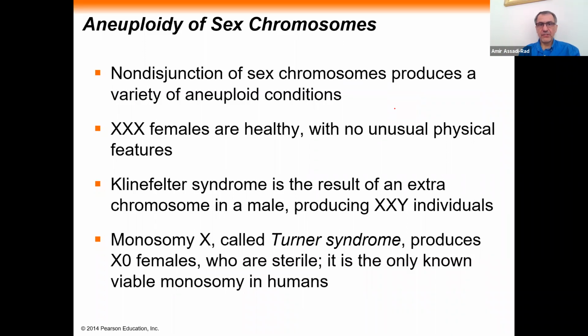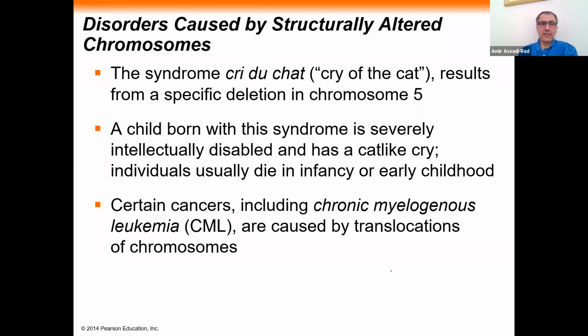Okay, sex chromosome nondisjunctions produce the triple X females, who are healthy with no unusual physical features. Klinefelter syndrome is double X with Y, in male individuals, and monosomy of X is called Turner syndrome. It's X0, so it's usually a female that does not have the other X chromosome. And there are signs and symptoms along with all of these. Your textbook did not get into it.